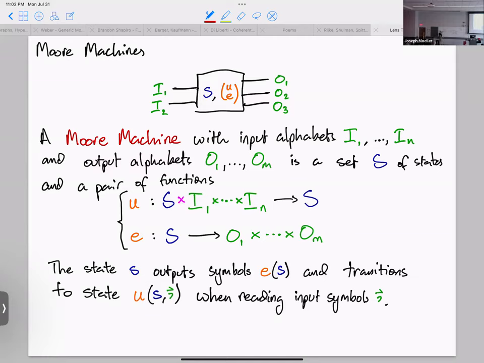So what are these functions? U takes in my state and my input, and if you look here, you can see that if I'm in any state and I read any input, there is a unique state I can go to, which is at the other end of that arrow. That's the function that defines U. And E is this little one that spits out our output. The names here stand for update and expose, or exhibit this variable.